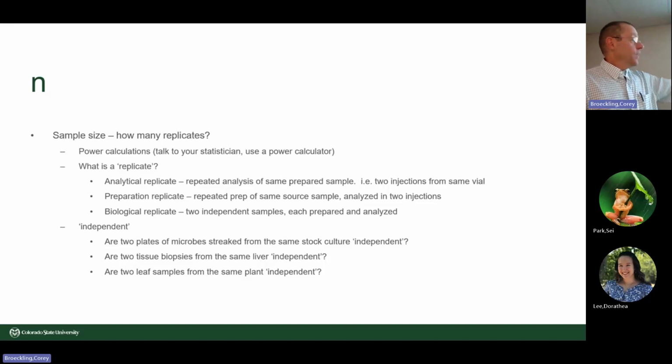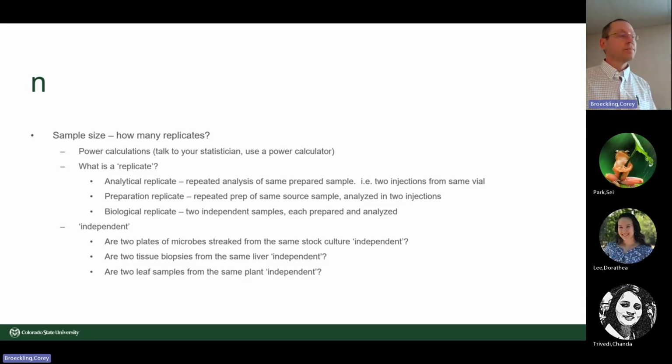And then we have to define what independent means. And this can get, there's a lot of gray area here. And you always have to be thinking about what conclusions am I trying to support? Do I want to compare the human population or do I want to compare the Fort Collins population? If we're talking about independence, are two plates of microbes from the same stock culture independent? Anybody have opinions?